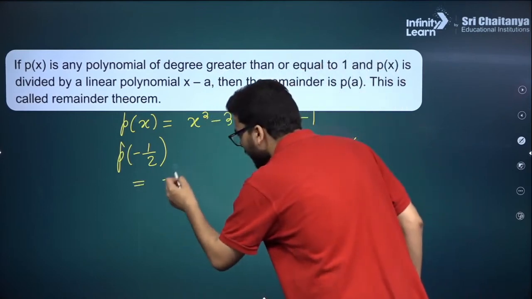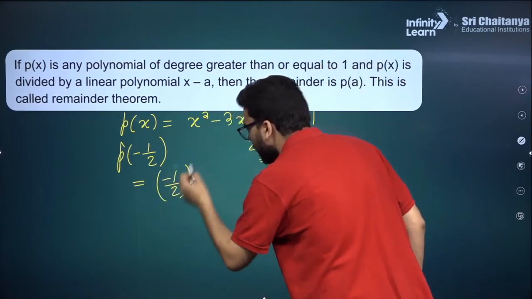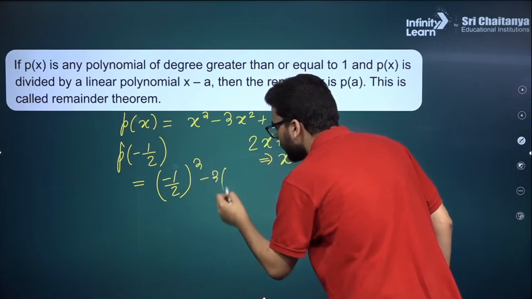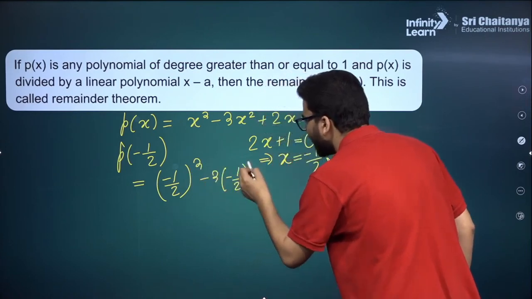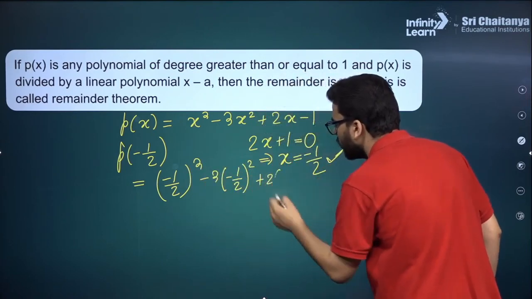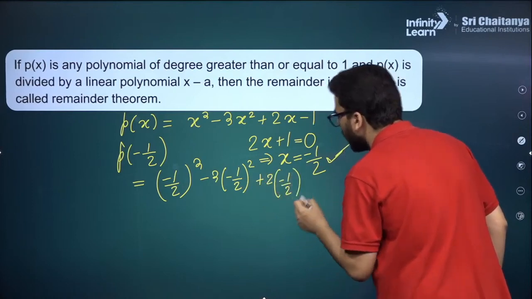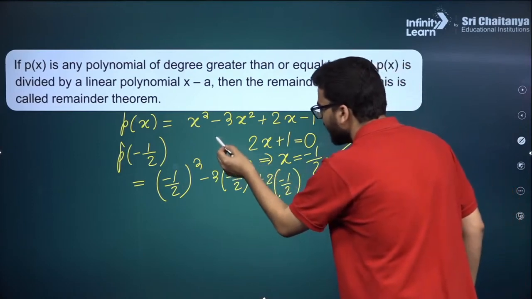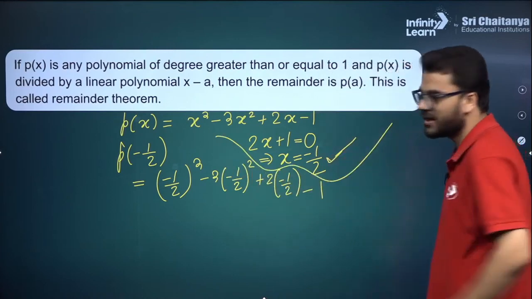So the remainder will be minus 1 the whole cube minus 3 into minus 1 the whole square. Whatever may be the answer, guys, you can do the calculation. 2 into minus 1 by 2 and minus 1 over here. So that is the remainder. I hope this is clear to you.